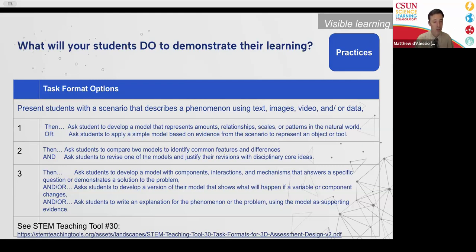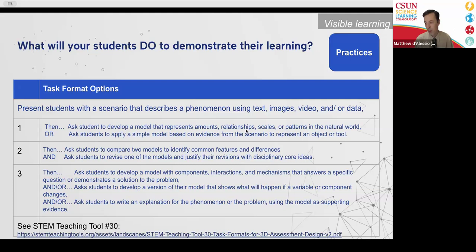There's a great set of resources that goes through what an assessment should look like where students are actually doing a practice, say modeling. The first thing in this is a bunch of options. Basically, it's a menu of task formats. This option says, present students with a scenario that describes a phenomenon. So hit our button here, Jenny.